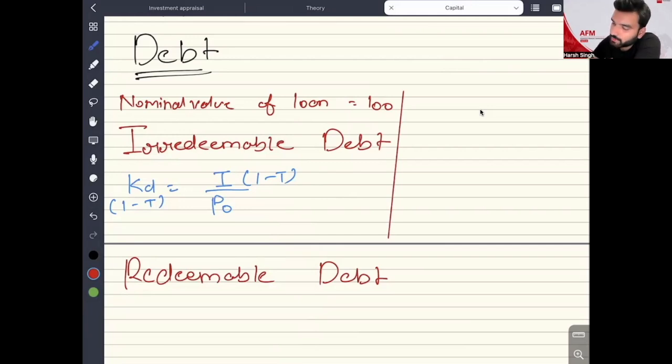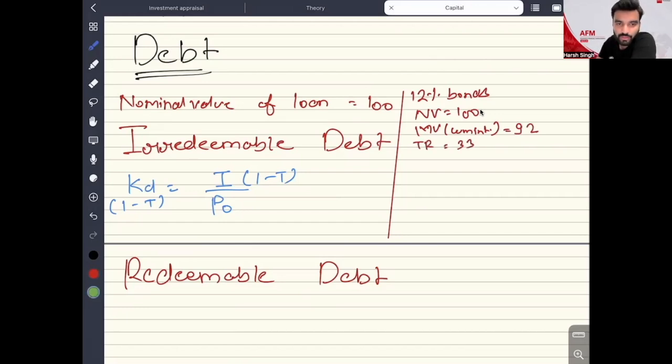So the question says 12% bonds. Nominal value is given as 100. Market value, cum interest, is given as 92. And the tax rate is given as 33. Could you explain what cum interest means? It means it includes the interest. And we always have to consider post interest, post dividend values.